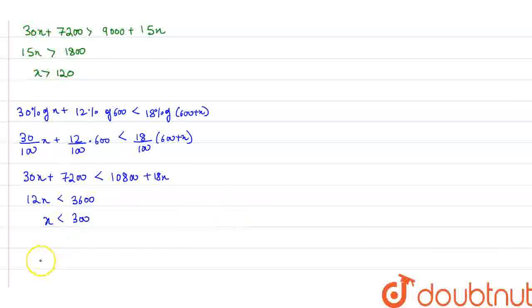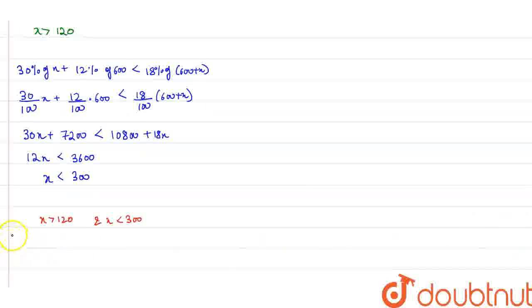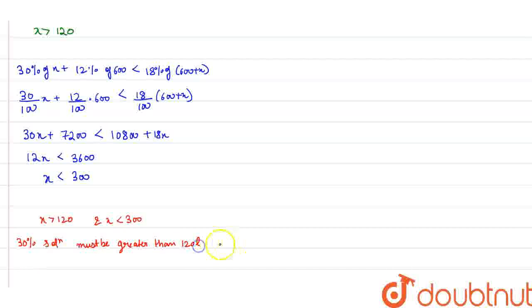So by combining these two conditions, which is x greater than 120 and x less than 300, I can conclude that the 30% solution must be greater than 120 liters but less than 300 liters. I hope you all understand the question.